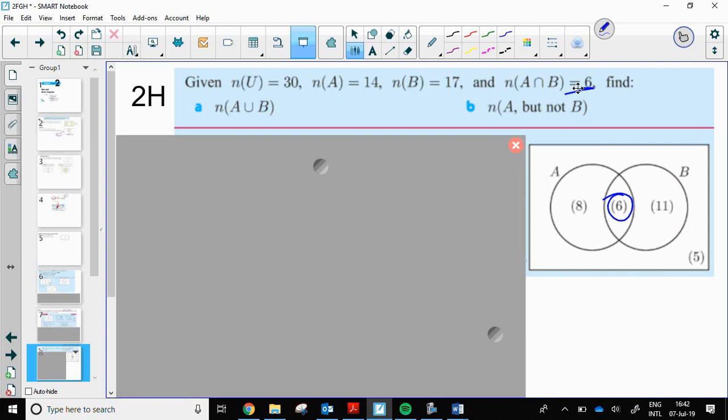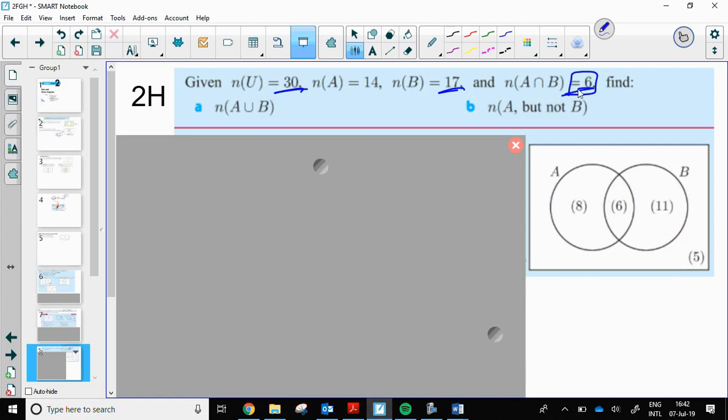Then I can say to myself, well, there's a total of 17 in B. So that's these 6 plus 11 more. That's how we get those. And then same thing for A. It's a grand total of 14. So that's the 6 in the intersection plus 8 more. And then my universe has 30 elements in it. So I just add those 3 up and I subtract from 30 to get 5 elements, which are in neither A nor B.